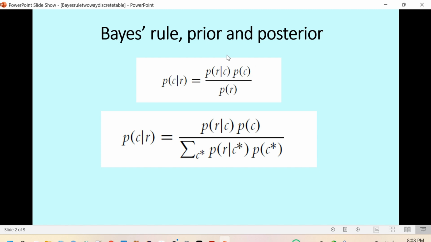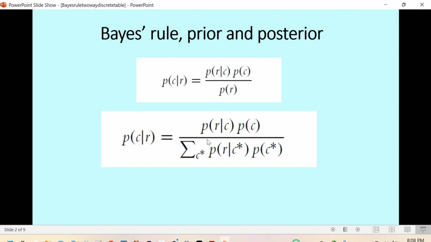So the numerator is the probability that C and R both occurred. P(C and R) equals P(C) times P(R given C). This is the same as P(C, R), both in the parentheses. So P(C, R) divided by P(R) is the conditional probability of C given R, right?